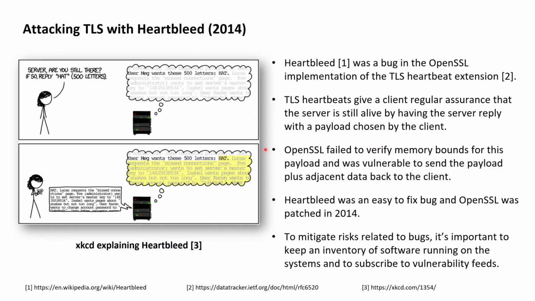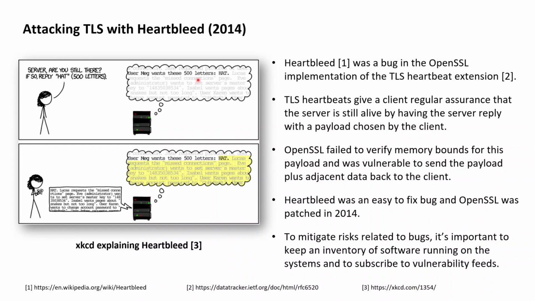XKCD does a quite good job at explaining this. With the Heartbleed bug, Alice, as the client, can send the server a heartbeat request message with the 3-letter payload hat, but with Alice maliciously indicating that the length of the payload is 500 letters instead of just 3 letters. The server with the Heartbleed bug then receives this heartbeat request message of Alice and puts the 3-letter payload hat into its memory.